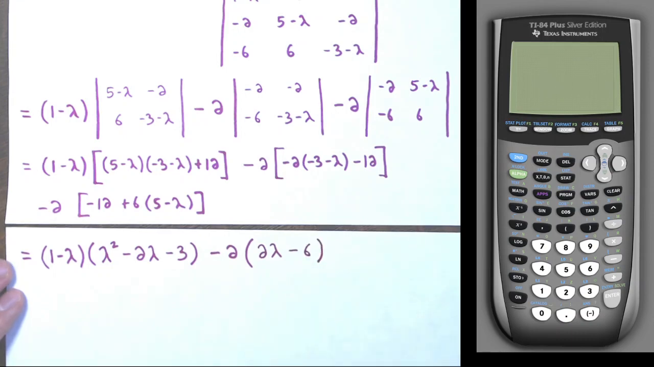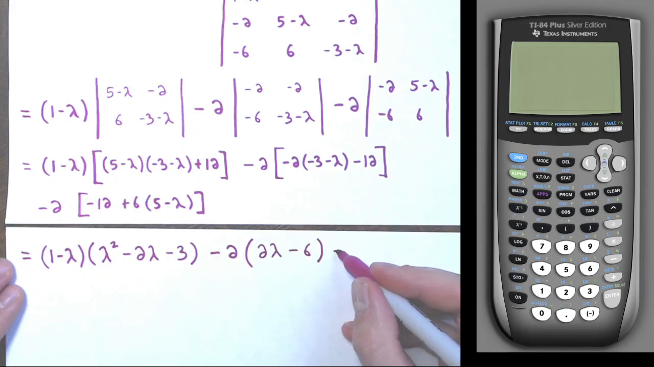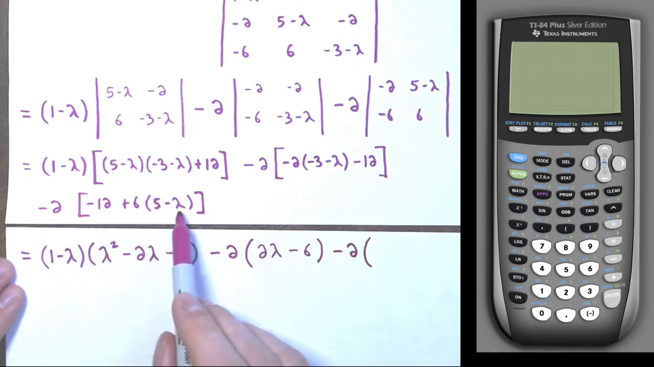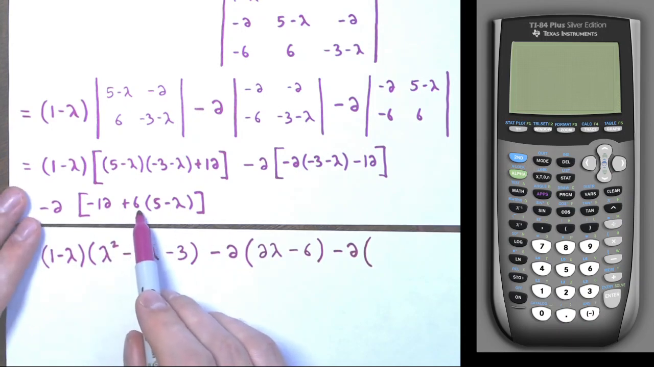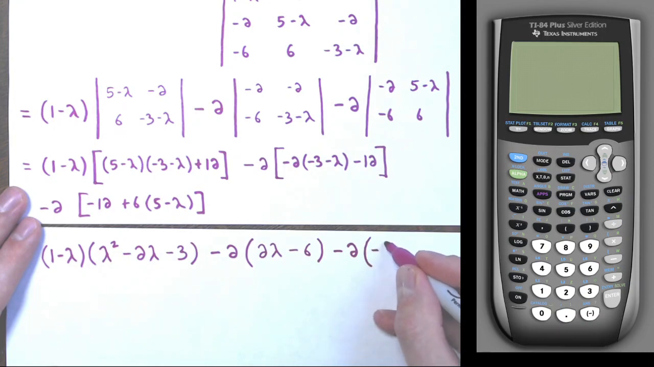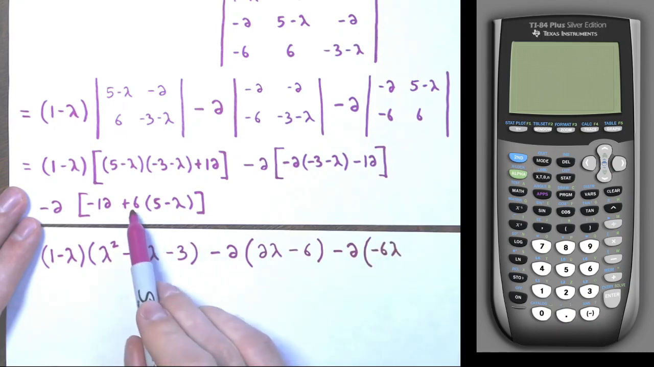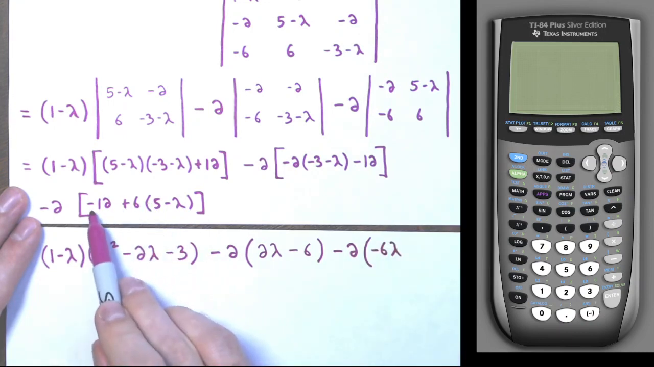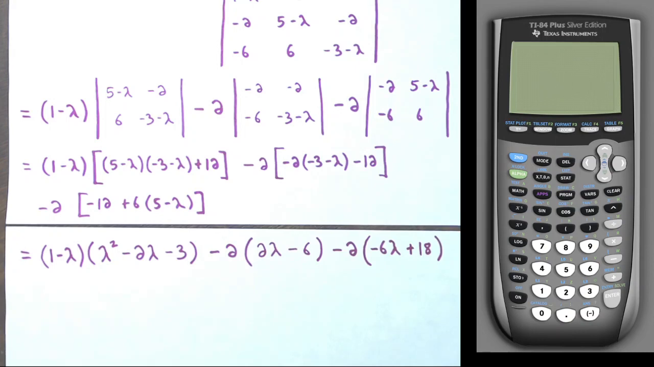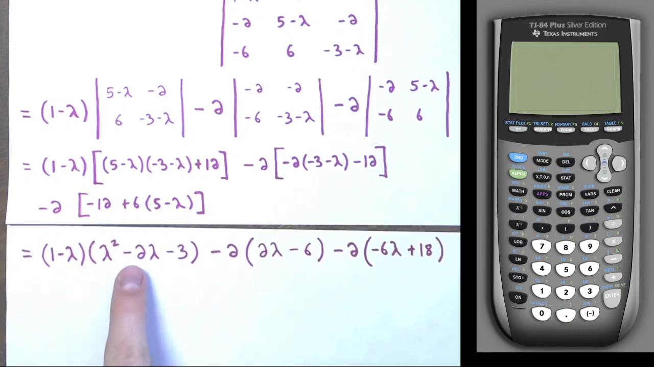Alright. And then finally I have another minus 2 there, times, and then simplifying what's in the bracket here. Got negative 6, looking at the lambda first, 6 times negative lambda is negative 6 lambda. And then here I have plus 30, but then minus 12, so it's plus 18. Alright, now, you could multiply this out, get some cubic polynomial, nothing wrong with that.